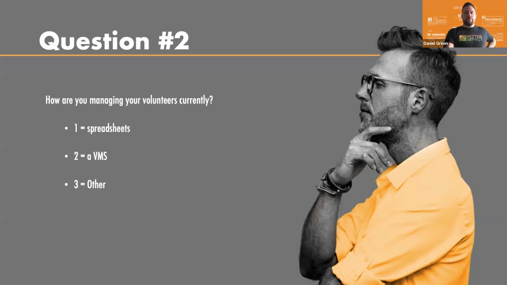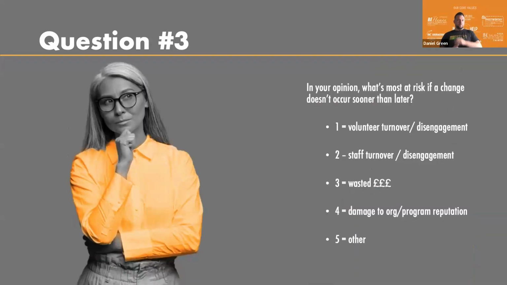On to question 3. In your opinion, what's most at risk if a change doesn't occur sooner rather than later? Is it number 1, volunteer turnover and disengagement? Number 2, staff turnover and disengagement? Number 3, wasted money? Number 4, damage to the org's or program's reputation? Or is it 5, something else? Again, I'll give about 30 odd seconds, maybe up to a minute, just to collate some of your answers. And again, it could be more than 1.